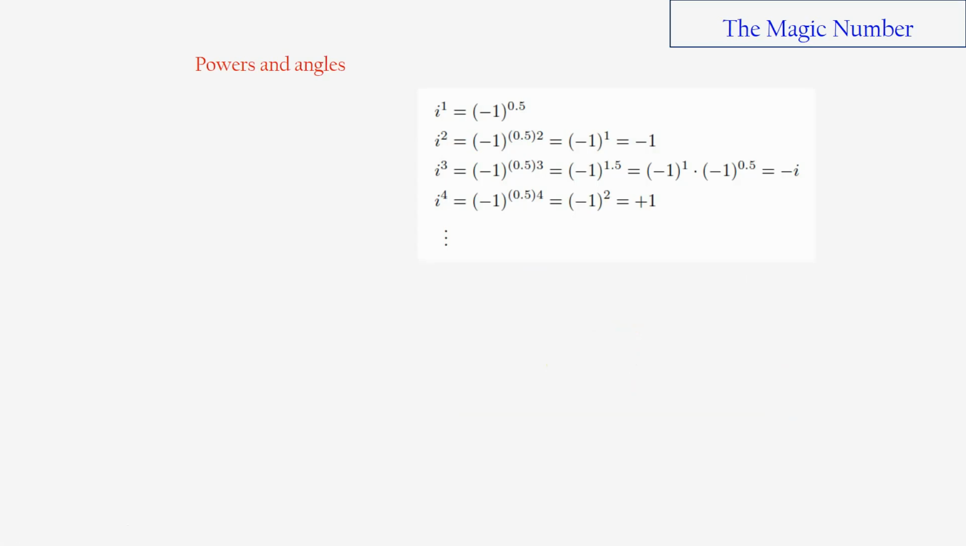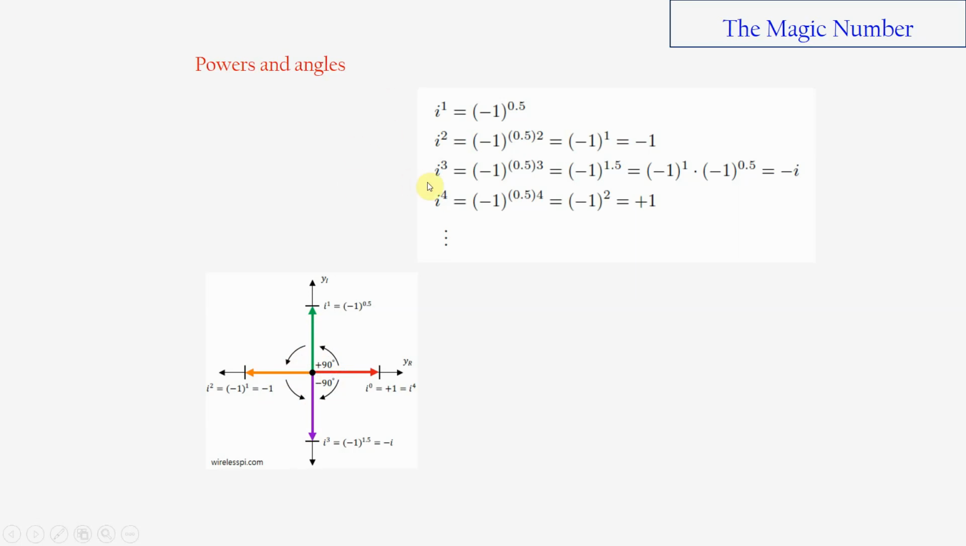With this understanding, we can locate any integer power of minus 1 by traversing a path along the unit circle. So minus 1 raised to power 0.5 is i, minus 1 raised to power 0.5 times 2, which is i squared, is i times i. So i times i will be minus 1 raised to power 1, which is minus 1, or 180 degrees. i cubed will be another 90 degrees rotation, so it would be a negative i.